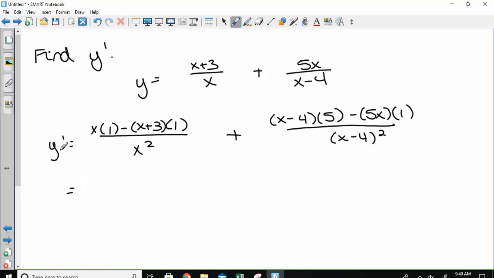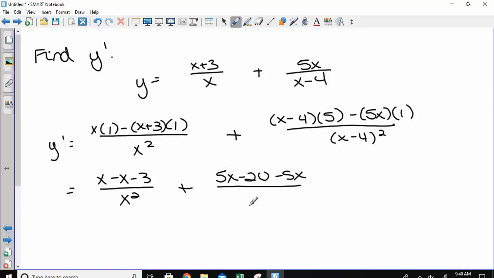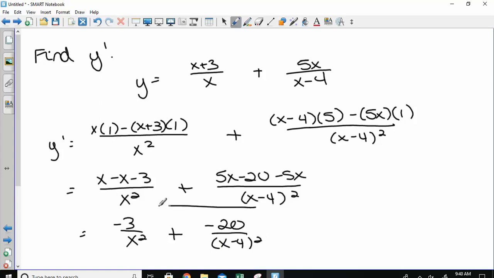over the bottom squared. If you just box this in, you're losing points. You can multiply this out. X times 1 is x, minus 3. Over here I get 5x minus 20 minus 5x. So combine like terms, you get negative 3 over x squared plus negative 20 over x minus 4 squared.